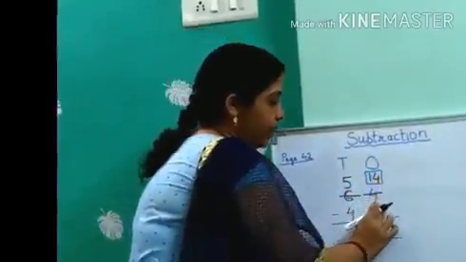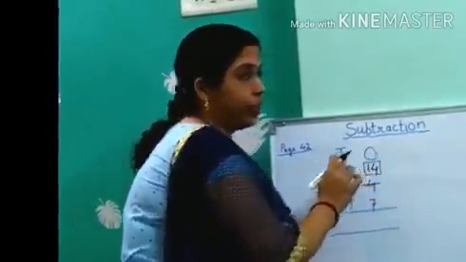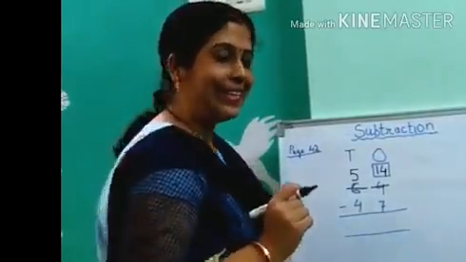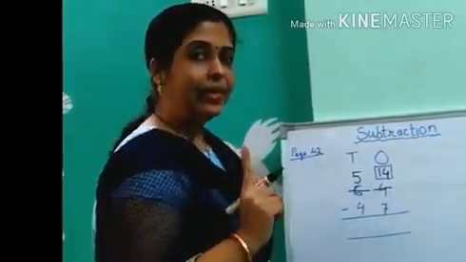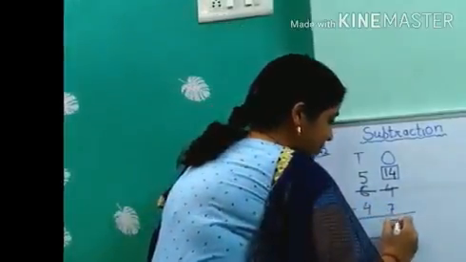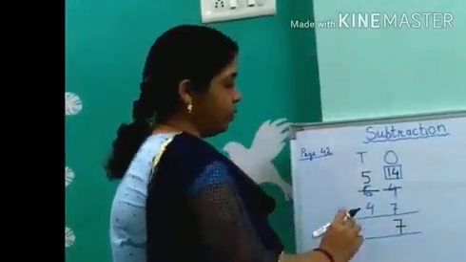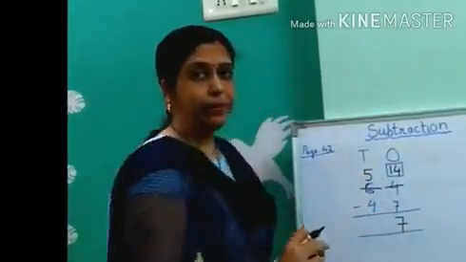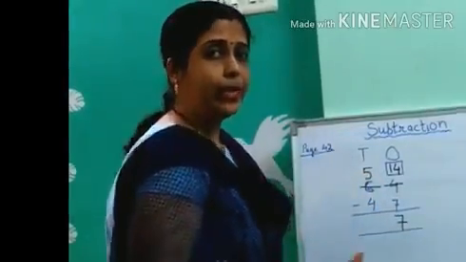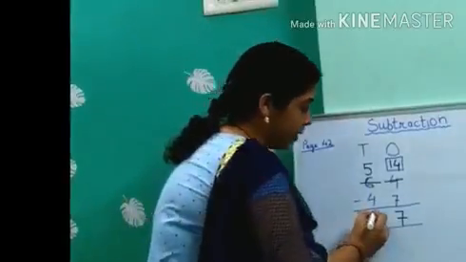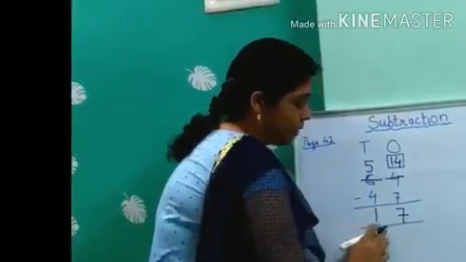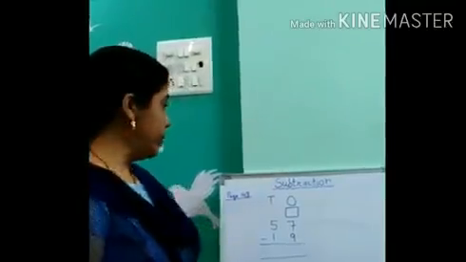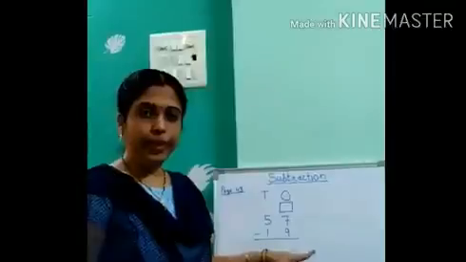Now we are going to subtract 7 from number 14. So 14 minus 7 is how much children? Yes, 14 minus 7 is 7. Now we are left with 5 minus 4. 5 minus 4 is very easy. You all know 5 minus 4 is 1. So what is the answer? 17 is the answer. Now we are going to solve one more subtraction sum of 2-digit numbers.